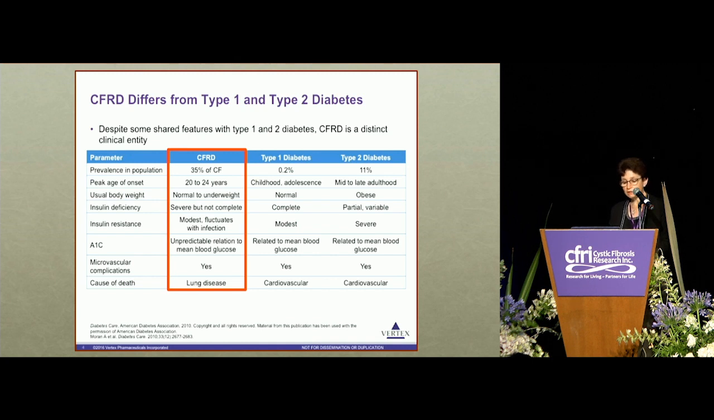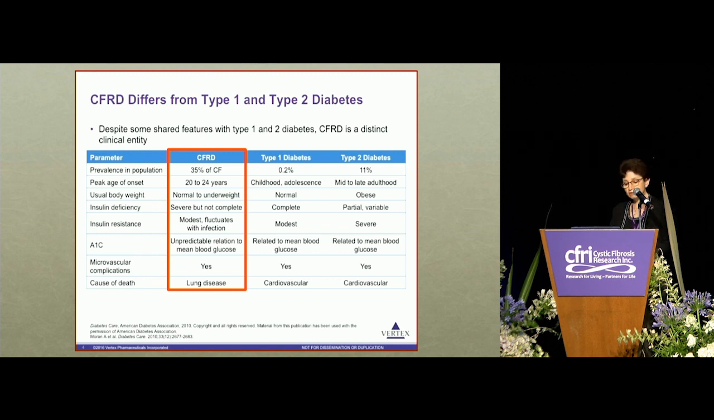Peak age is also different. As we said, it's around the 20s in CFRD. It's usually most common in childhood in type 1, although we're seeing more and more adults diagnosed with type 1. And it's usually adult onset for type 2 diabetes, although it's sad to see more and more in younger individuals. Usual body habitus and weight: normal or underweight in CF, normal in type 1 diabetes, and usually obesity with type 2 diabetes.